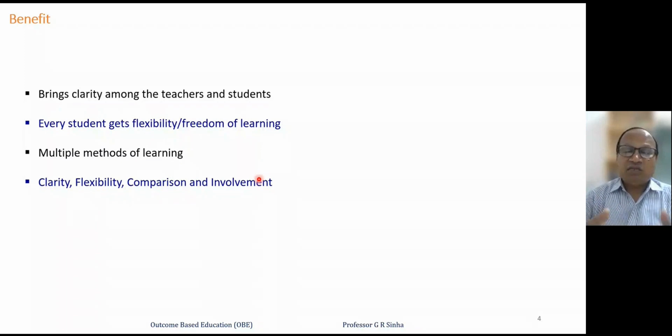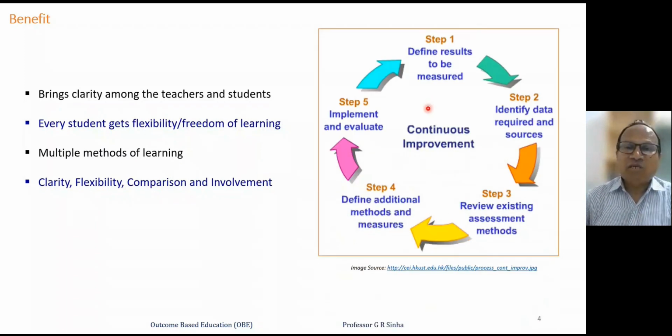Teachers' involvement is so much, even in implementing outcome based education. A lot of assessment tools are there, wherein a number of teaching learning processes and pedagogies, students' involvement is also very much expected. So this is where you define the results to be measured. In the beginning, you set certain objectives, identify the data required and sources, and gather the resources. You also develop some teaching learning mechanisms and pedagogies, review existing assessment methods, then you assess the learning. When there is a need of revision, when there is a need of review, you have to do this. Define additional methods and measures. If we need to include some new methods or revise some method, we have to do it.